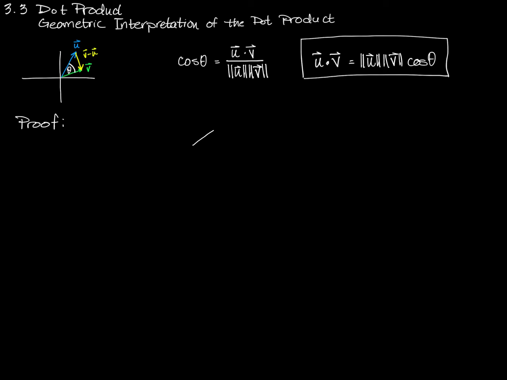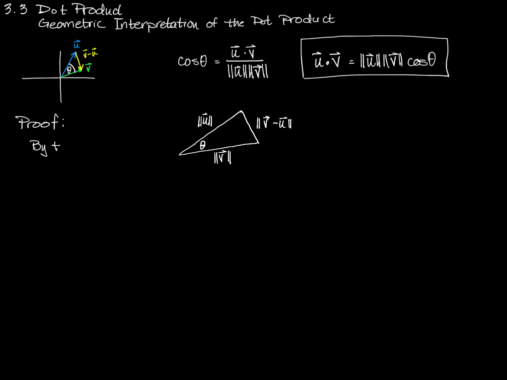Now what I have, though, is a triangle. It's not a right triangle, and I have an angle, and I have some of the information about the lengths of the sides of this triangle. This one has side length the magnitude of vector u. This one has side length the magnitude of vector v. And the third one has side length the magnitude of the new vector, v minus u. Okay, so now I'm ready to start my proof.